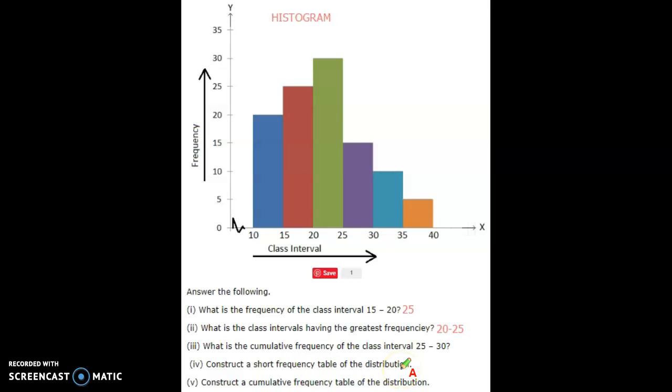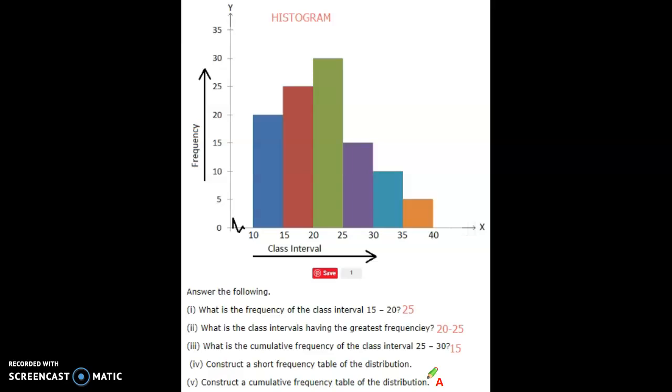Okay, next, what is the cumulative frequency of the class interval 25 to 30? Okay, so they threw that fancy word in there, but really they're just asking for the interval between 25 and 30. And what is the frequency there? 15. Okay, so we'll go ahead and put that. Sometimes they try to trick you, but just try to see what the question's really asking.